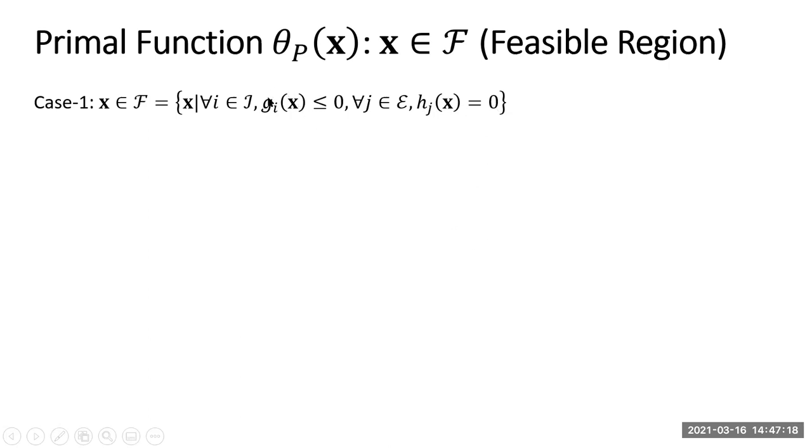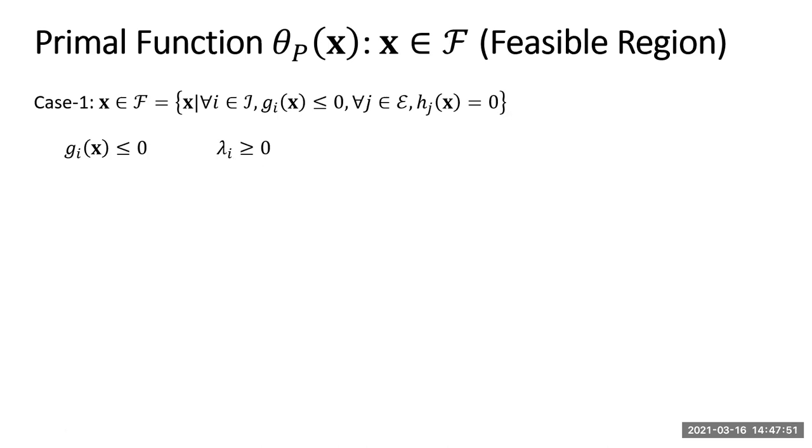Every g_i(x) is less than or equal to 0 for any x in the feasible region, and h_j(x) must be equal to 0 whenever x belongs to F. Now, g_i(x) is less than or equal to 0, and remember the corresponding Lagrange multiplier lambda_i is greater than or equal to 0, correct?